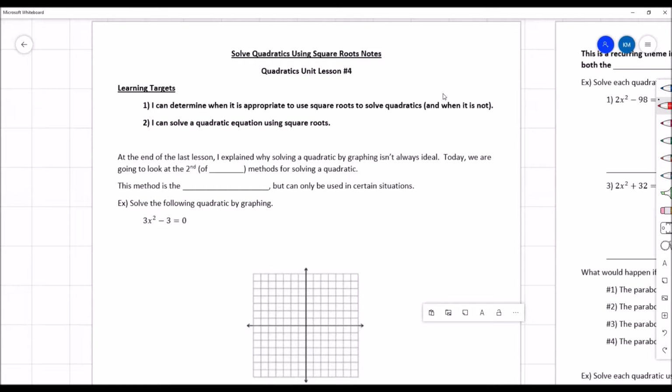Today we're looking at solving quadratics using square roots. At the end of this video, you should be able to determine when it is appropriate to use square roots to solve quadratics and when it's not. And you should be able to solve a quadratic using square roots.